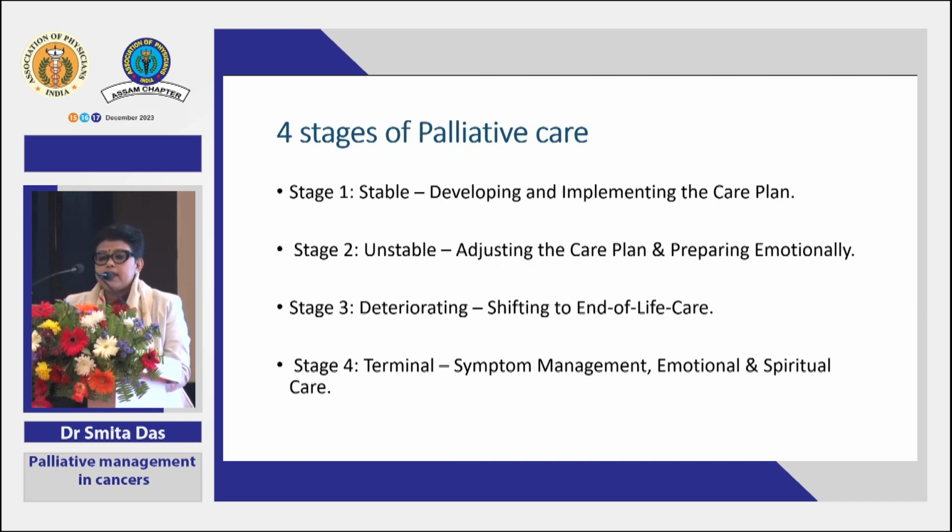There are 4 stages of palliative care. In stage 1, it is stable, where we need to develop and implement a care plan, like how we are going to treat this patient. In stage 2, which is unstable, we have to adjust the care plan and prepare emotionally as the patient becomes more and more unstable. The third stage is deteriorating, where we shift the care to end-of-life care. And finally, in stage 4, which is terminal, we have to change the plan to symptom management, emotional and spiritual care.